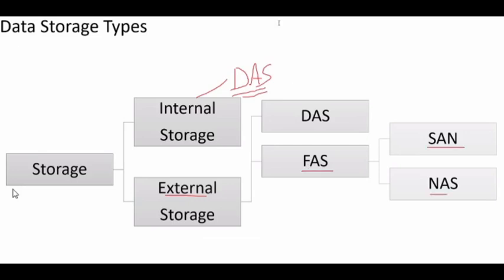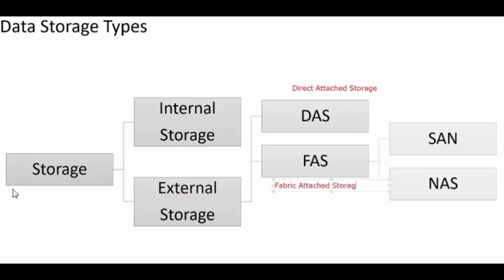So I'll just give you a bit more context here. So DAS is direct attached storage. FAS here, just fabric. SAN is storage area network. And this is network, right? So you have different storage types. Internal storage by default is usually DAS products, internal storage.